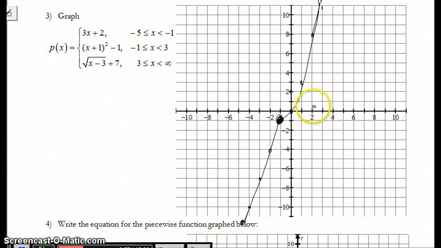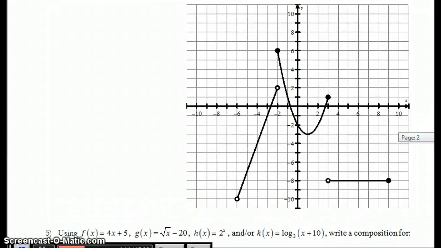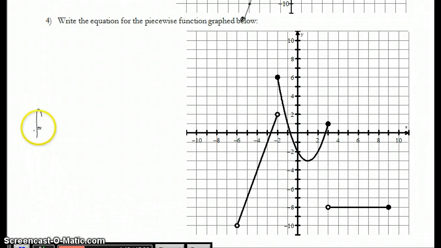And then the last graph is a square root graph, which is shifted right 3 and up 7. We go up 1 over 1, up 1 over 3, and this one will continue on forever, so we put an arrow. And the second to last question, we've got a function.